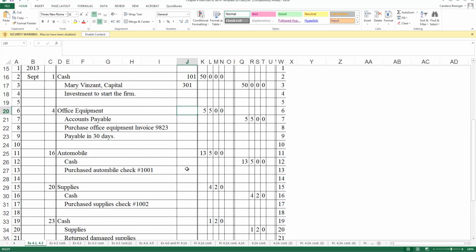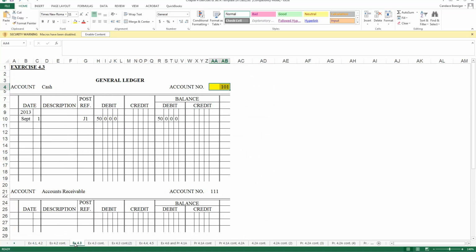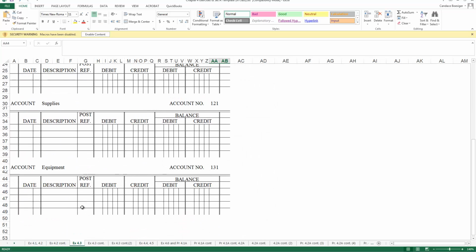Let's look at the next one. Office equipment on September 4th. So we need to post this to the office equipment general ledger. Let's go out and find the equipment.